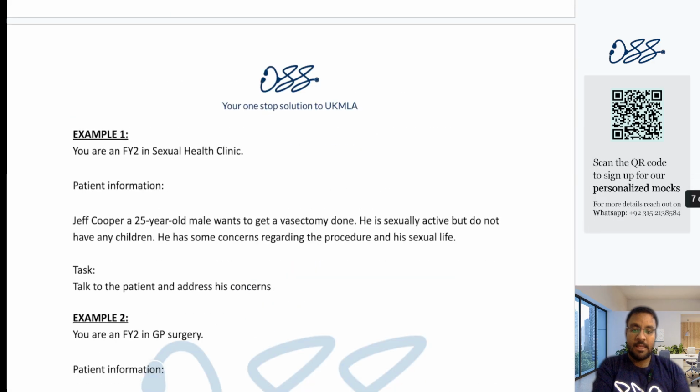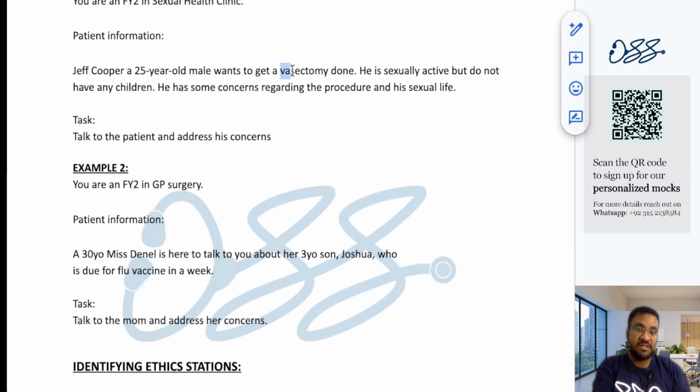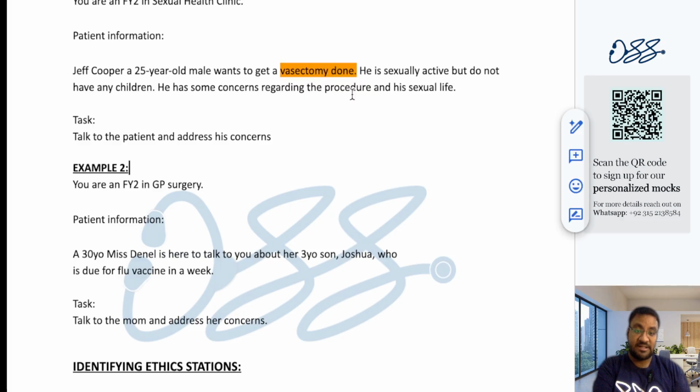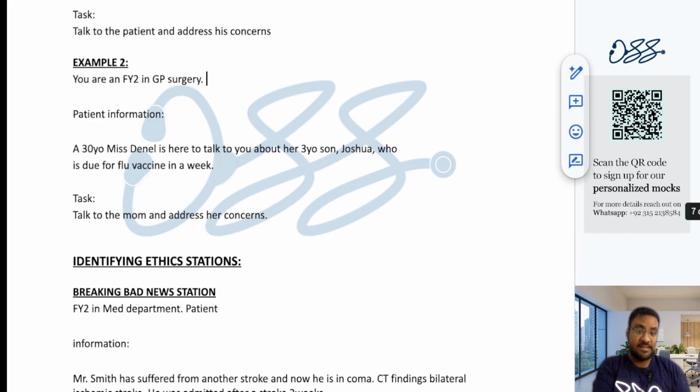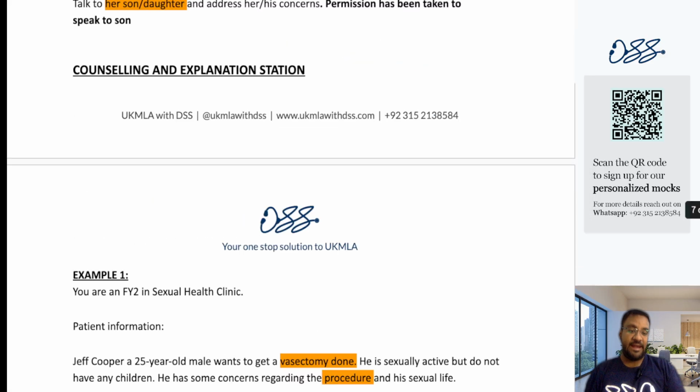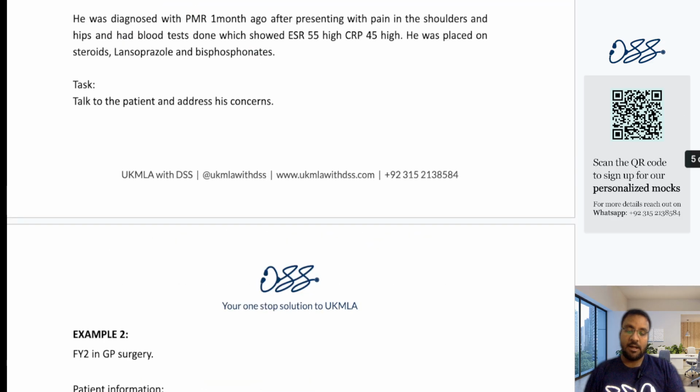Then as I mentioned, a medical intervention or a surgery or a procedure may be mentioned, like a patient wanting a vasectomy done. He wants to ask about the procedure. So identifying these keywords is very, very important, and the 90 seconds that I talked about, you need to use it wisely in this way, like the way that I'm using it over here. Flu vaccine, it's a medical intervention. So it's important to have an idea of how you will pick up the counseling station.